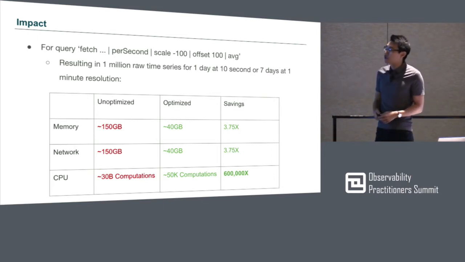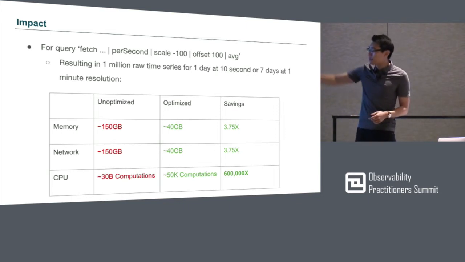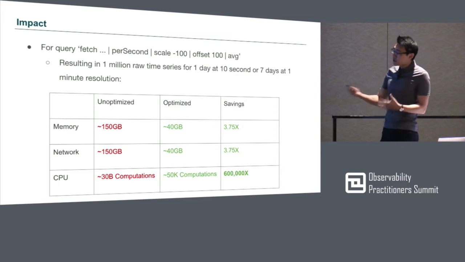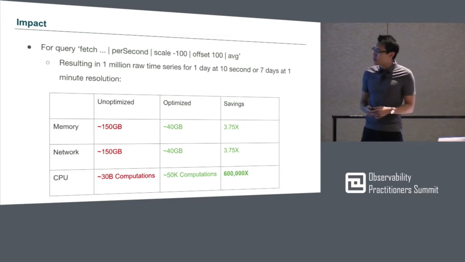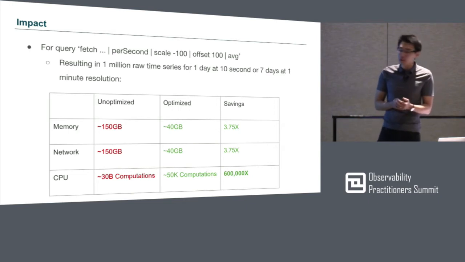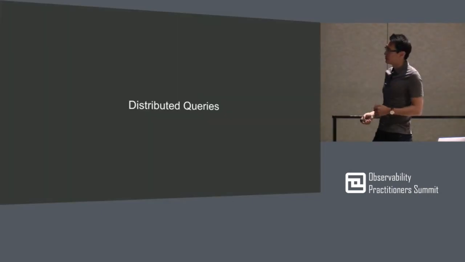And then the computations is a huge saving, right? Because we're applying the average first and then applying the transformations. So it goes down to 50,000 computations as opposed to 30 billion. So this is pretty good. You're still using 40 gigs of memory in the worst case for a lot of your queries. And if you're doing thousands and thousands of queries, you're still probably going to get booming nodes. So there are other things that we can do as well.